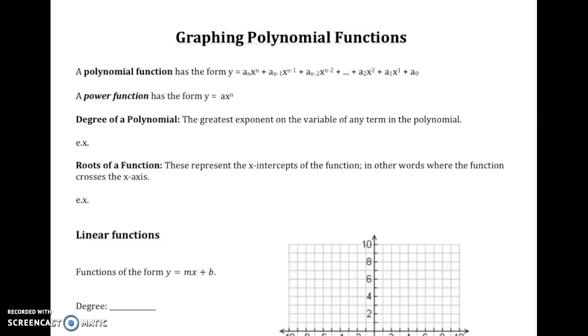Today we'll be looking at graphing polynomial functions. So a polynomial function has the form y equals a_n times x to the n plus a_(n-1) times x to the n minus 1, all the way down to a_1 times x to the power of 1 plus a_0. Okay, so a_0 there would have been a constant.